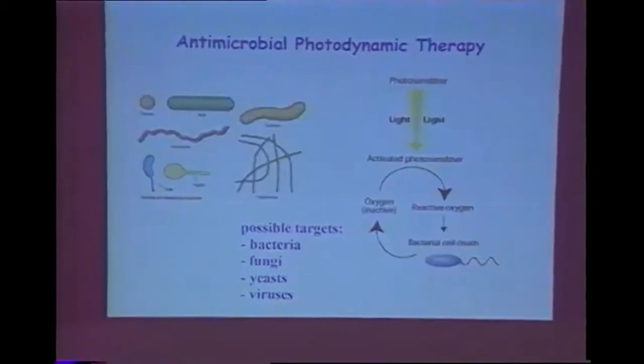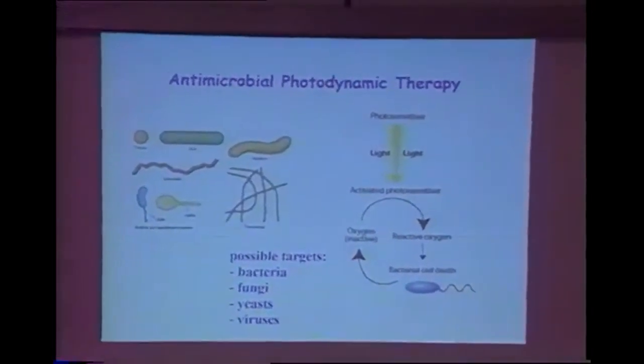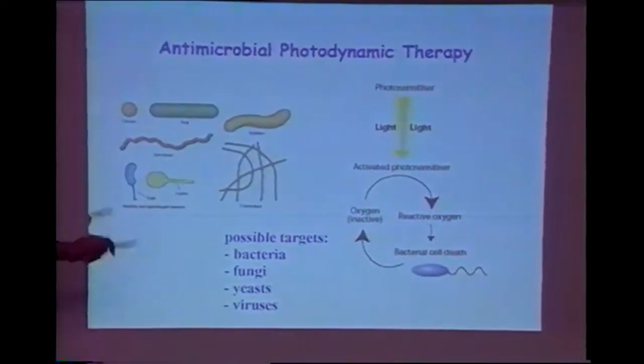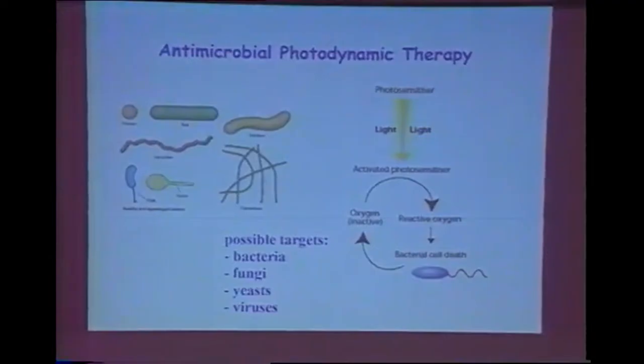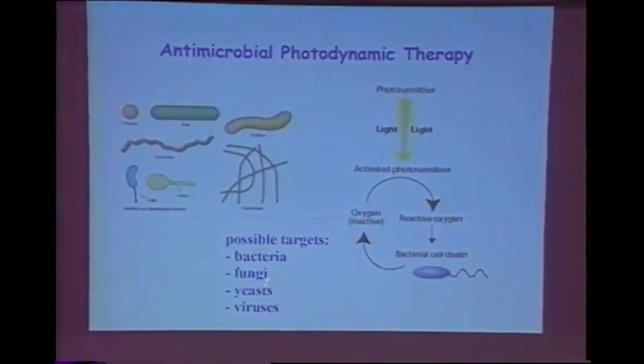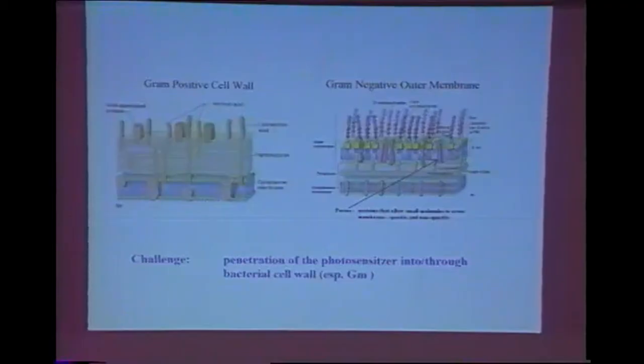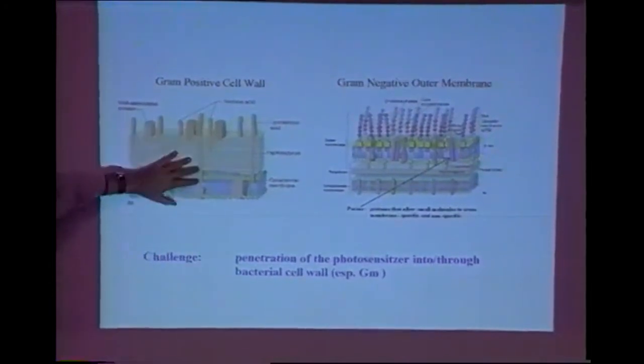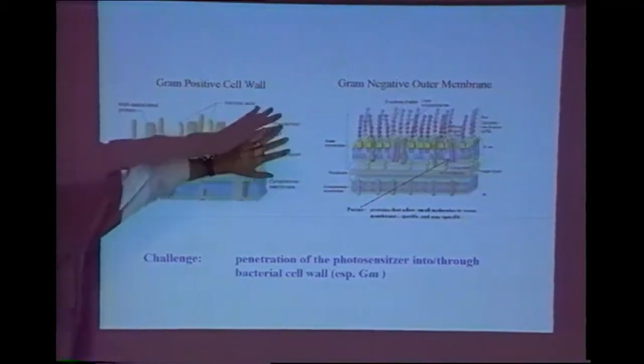And that's a result. Antimicrobial. Lots of interest in PDT as an anti-microorganism. Various possibilities: bacteria, fungi, yeast, viruses. The big challenge with respect to this is that, unlike the mammalian cell, the mammalian cell wall is pretty simple. It's just a sort of bilipid membrane. The bacterial cell wall is very complex and is very different for gram-positive and gram-negative.